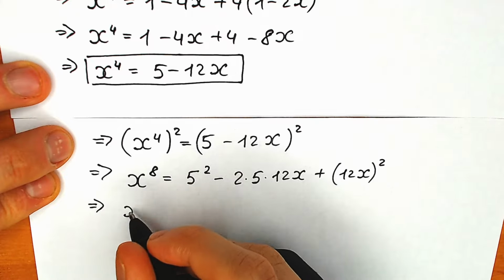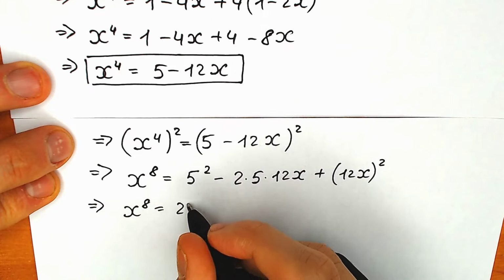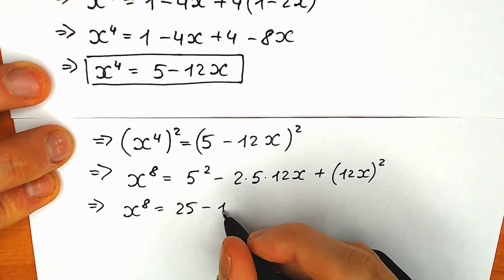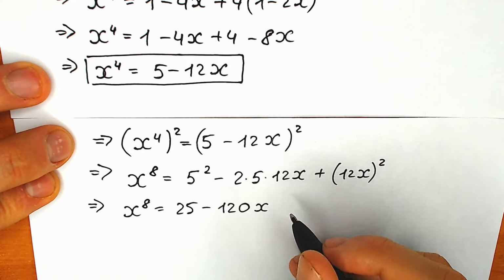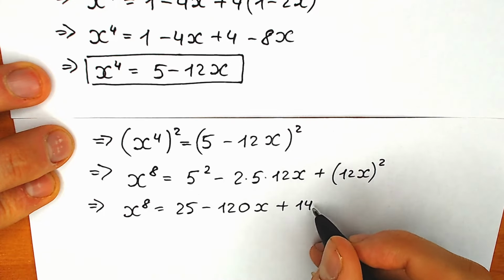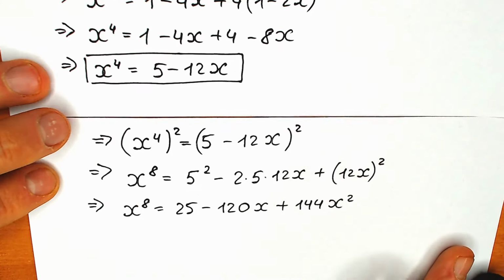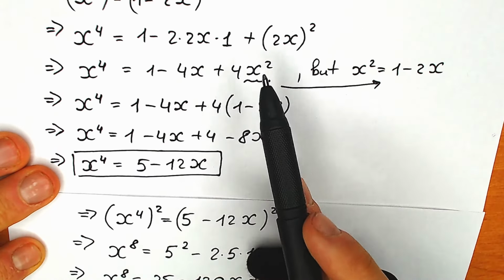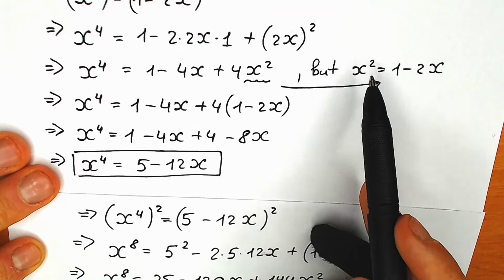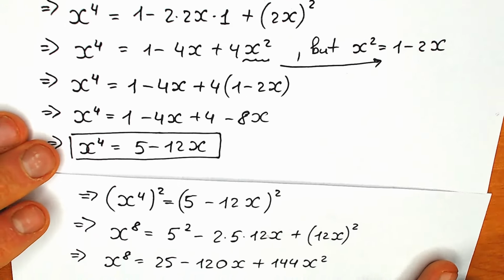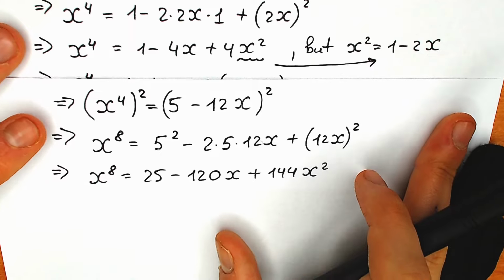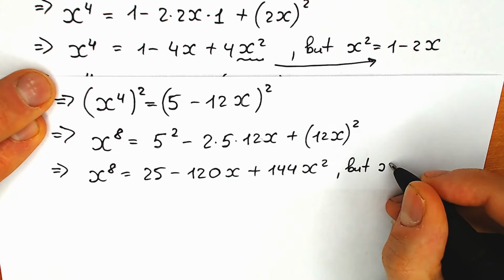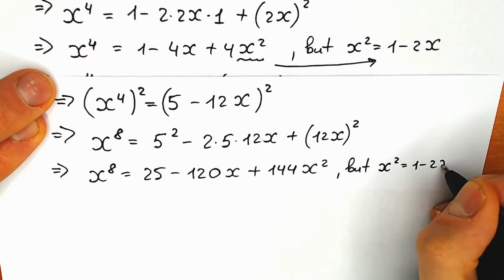So we have x to the power 8 equal to 5 squared, 25, minus 2 times 5, 10 times 12, we have 120x, and plus 144x squared. And so we have the same thing as we did before, so we can easily see this right here. We have 3 variables and an expression with a square, but x squared equal to 1 minus 2x. So let's rewrite it: x squared equal to 1 minus 2x.